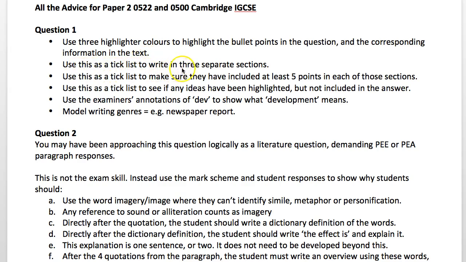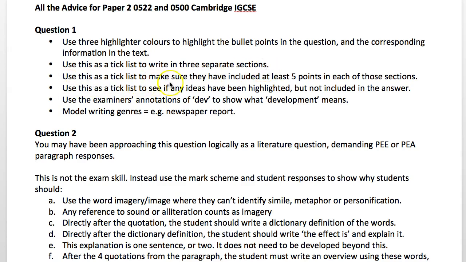Use this as a tick list to write three separate sections in your answer, and that helps you group them all together, so all the yellows will go together for you in your answer, even though they won't appear together when you read the text.